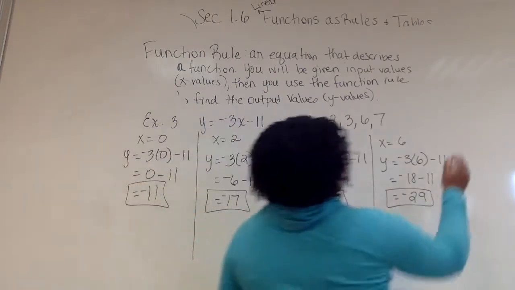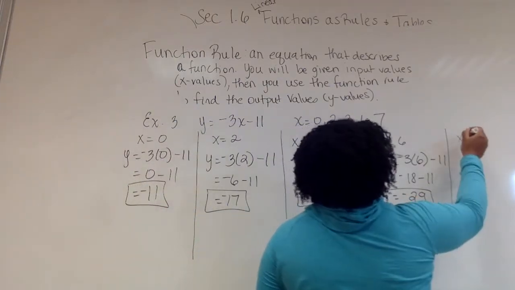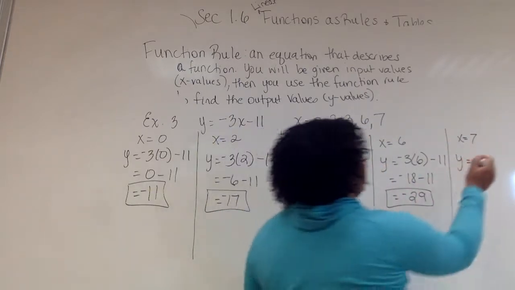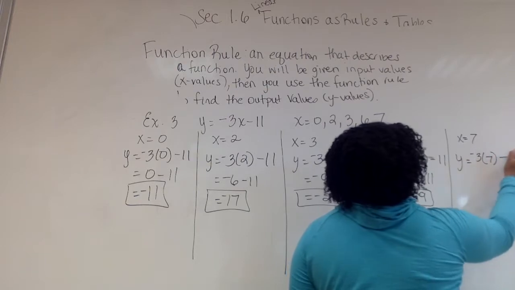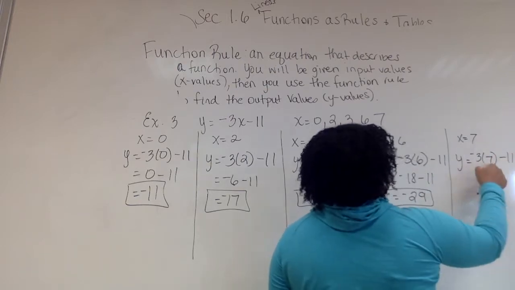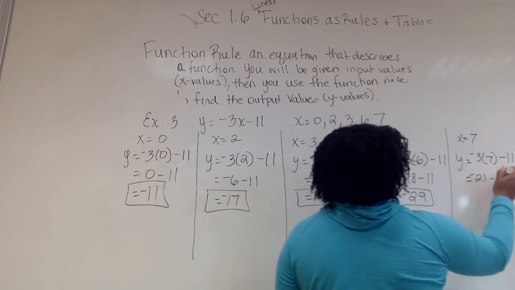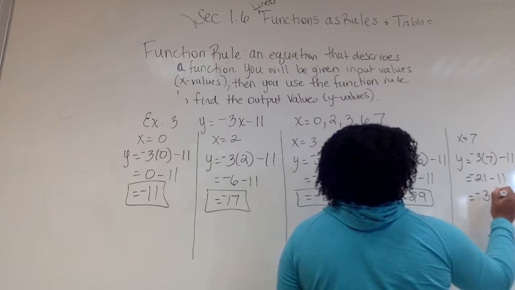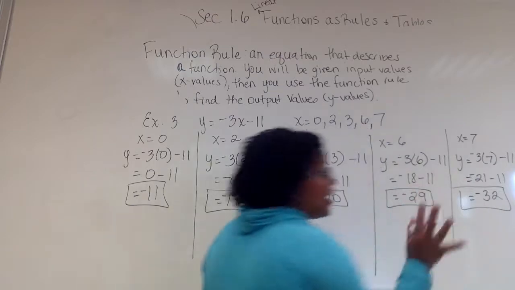Last input value is when x equals 7. Y equals, let's see, can you see it? Absolutely. -3 times 7 minus 11. -3 times 7, -21, minus 11. Your output is -32. So there you have it.